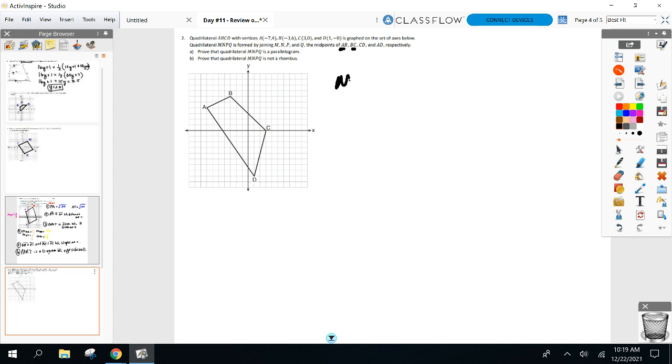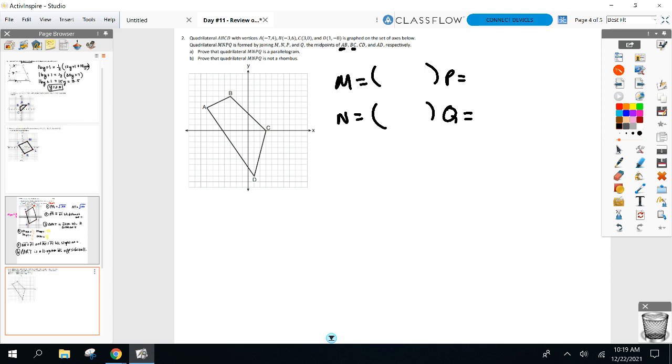So M will be the midpoint of AB. N will be the midpoint of BC. P will be the midpoint of CD. And Q will be the midpoint of AD. So I need to find those points first before I can figure out what this quad looks like. So go ahead in your groups, little midpoint formula, back at it. Find those first 4 points. Find the midpoint of all 4 sides for me.